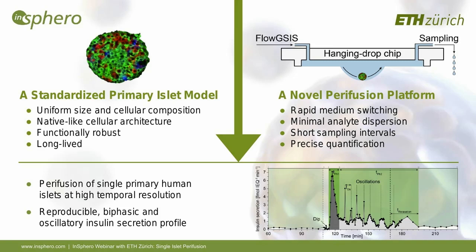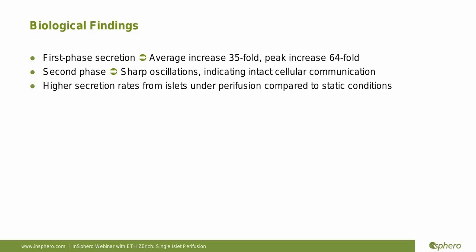To name a few of the biological findings we have observed, we saw that the first phase insulin secretion was increased around 35-fold over the basal, with peak increase being almost 64-fold over the basal insulin secretion. And during the second phase, we saw sharp oscillations in most donors, and this indicates intact cellular communication, because oscillations would require every beta cell to be communicating with each other within a single islet.